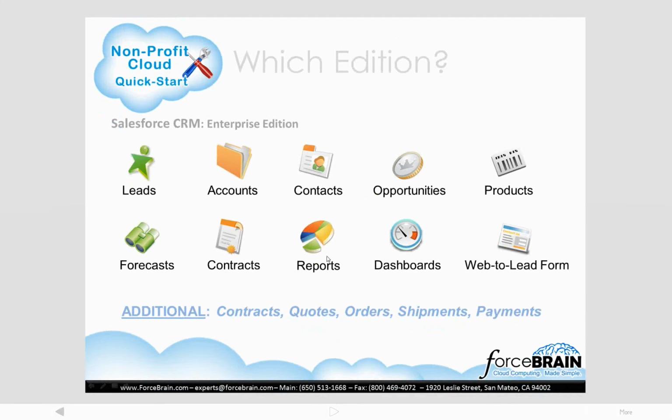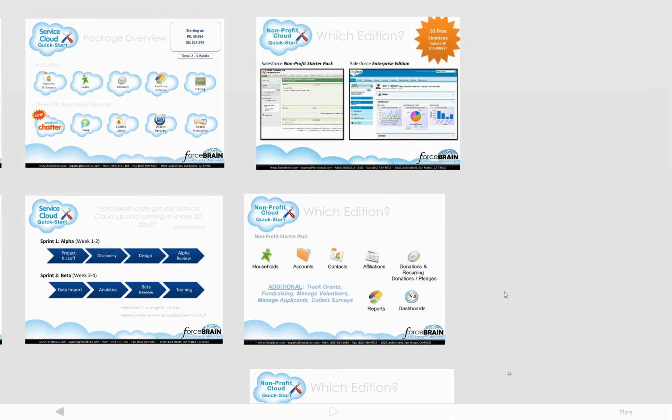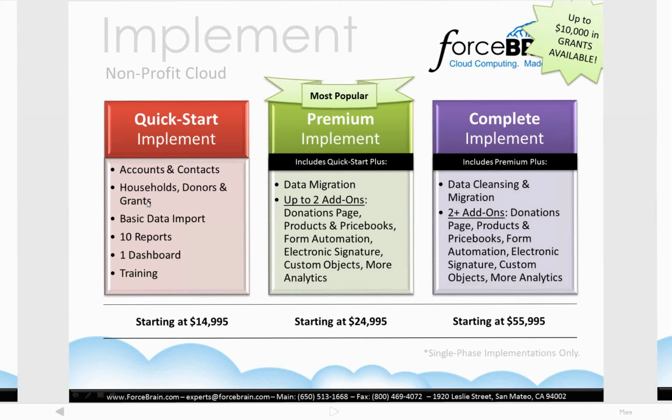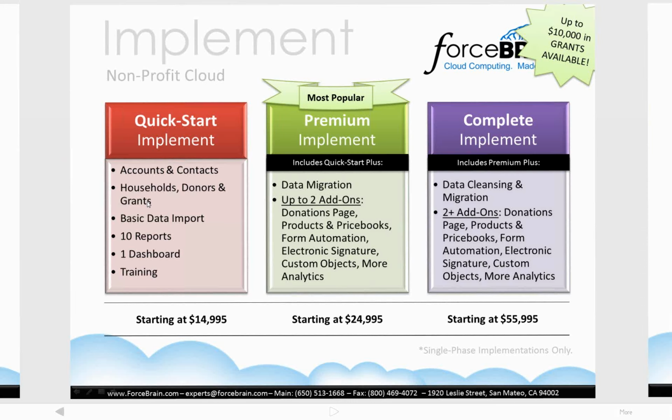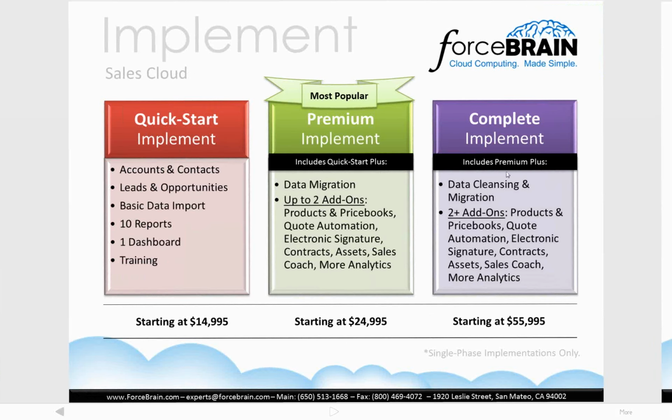Then the question becomes, what level of implementation do you want to do? Whether it's a quick start, kind of get it up and running in 30 days, the basics. And actually, this is probably not relevant. It's probably more the Sales Cloud for nonprofits. So accounts, contacts, leads, and opportunities, getting your data imported, and reports. That would be the simplest form. The more complex would be you've got a lot of data that needs to be cleaned and migrated in. We want to set up products and price books and quote automation and all that in phase one. So it can range anywhere along this.